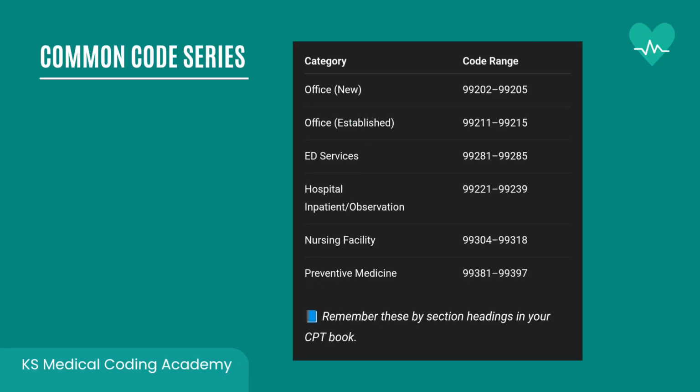Here are some of the most frequently used code ranges: 99202 to 99205, office or outpatient visits for new patients; 99211 to 99215, office visits for established patients; 99281 to 99285, emergency department services; 99221 to 99239, hospital care; 99381 to 99397, preventive medicine services. Make sure you're familiar with these. They're commonly seen on the CPC exam.